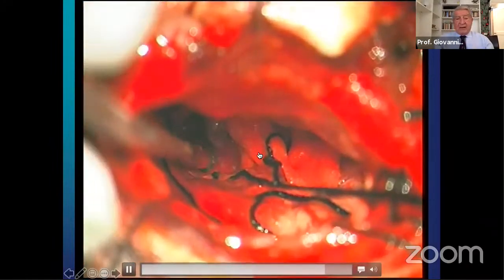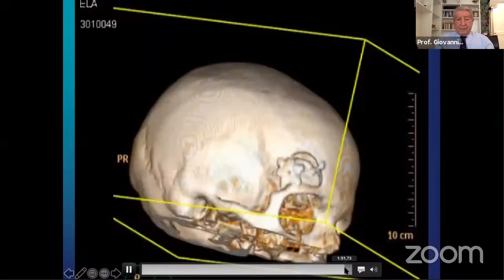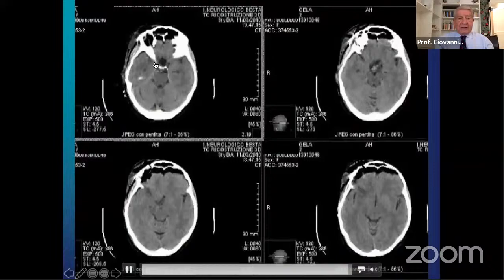And that is what is coming out. This is post-op. You see, of course, there is a pneumocephalus, but the meningioma is gone.